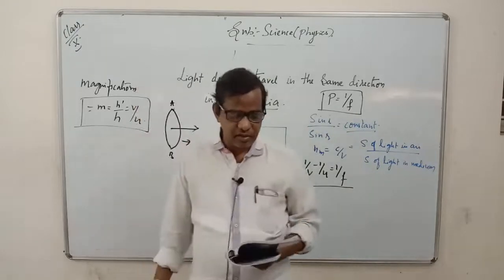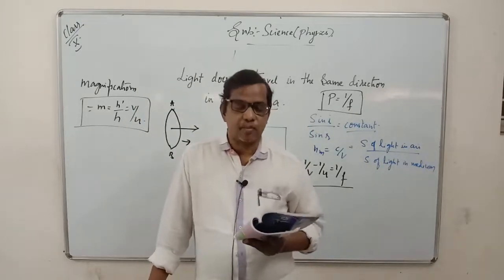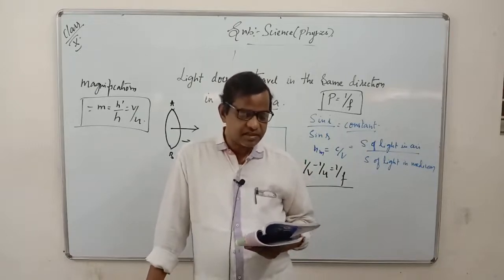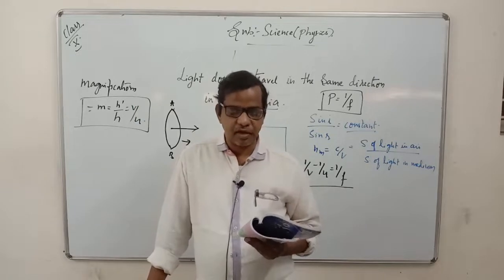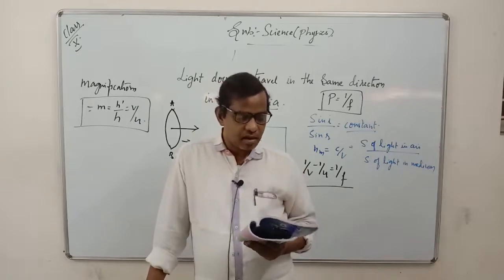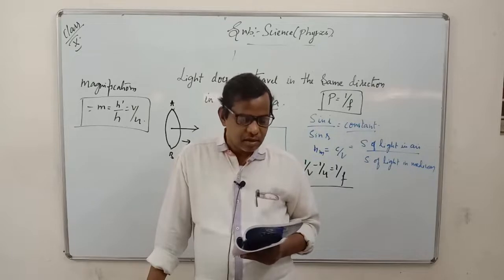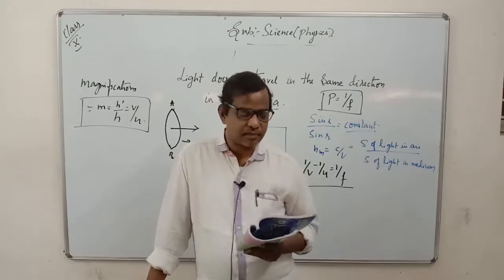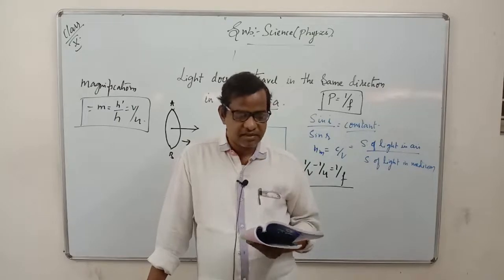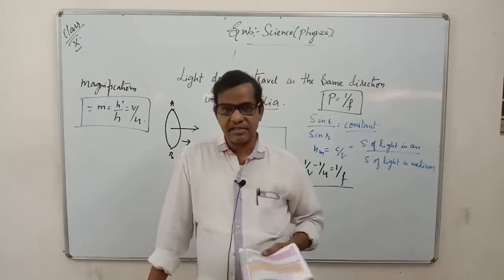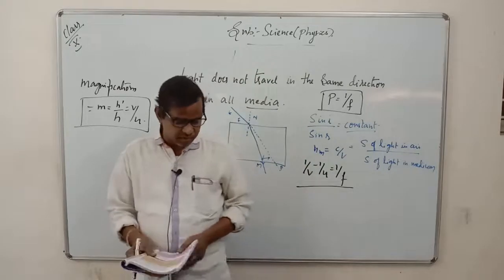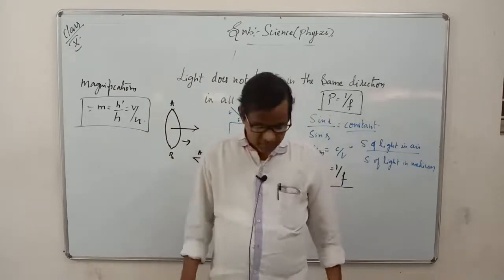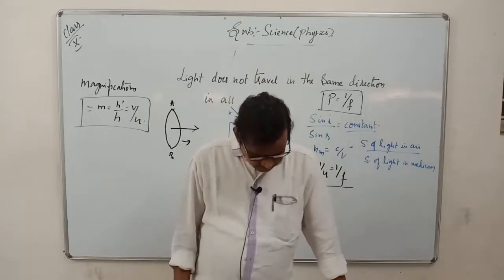The SI unit of the power of a lens is the diopter. It is denoted by the letter D. If f is expressed in meters, then power is expressed in diopters. Thus, 1 diopter is the power of a lens whose focal length is 1 meter. 1 D equals 1 per meter. You may note that the power of a convex lens is positive and that of a concave lens is negative. This I also told you in the beginning. The focal length of a convex lens is always positive and of a concave lens always negative.